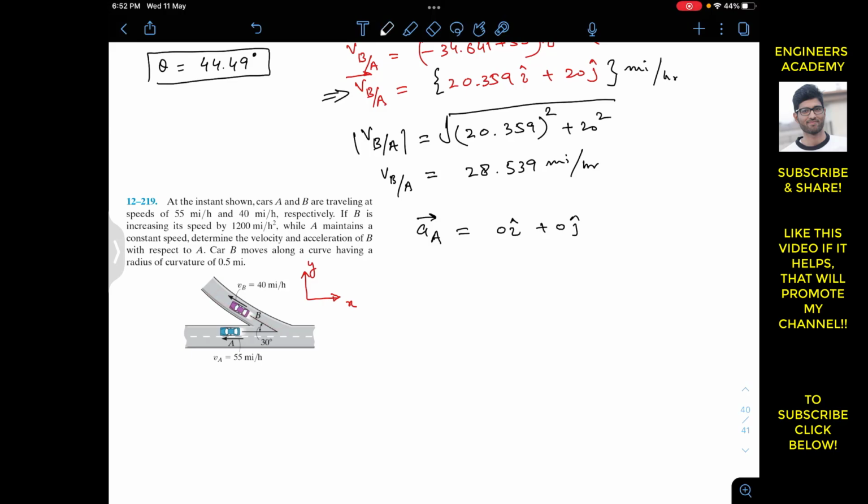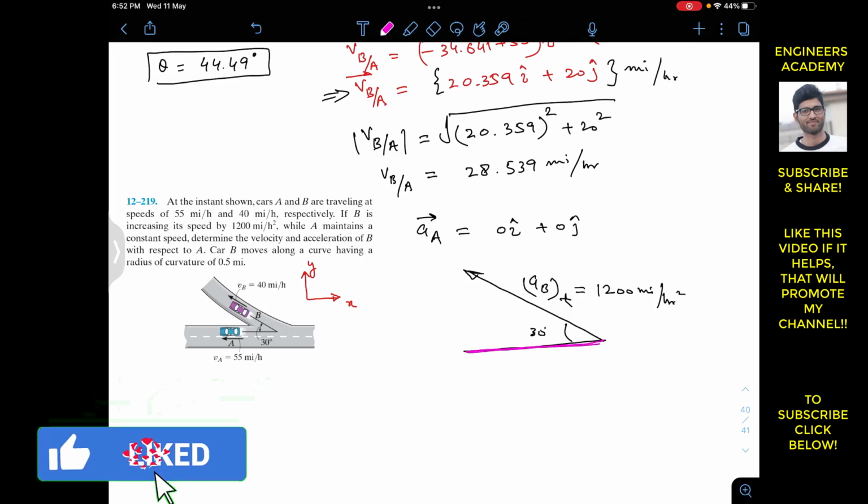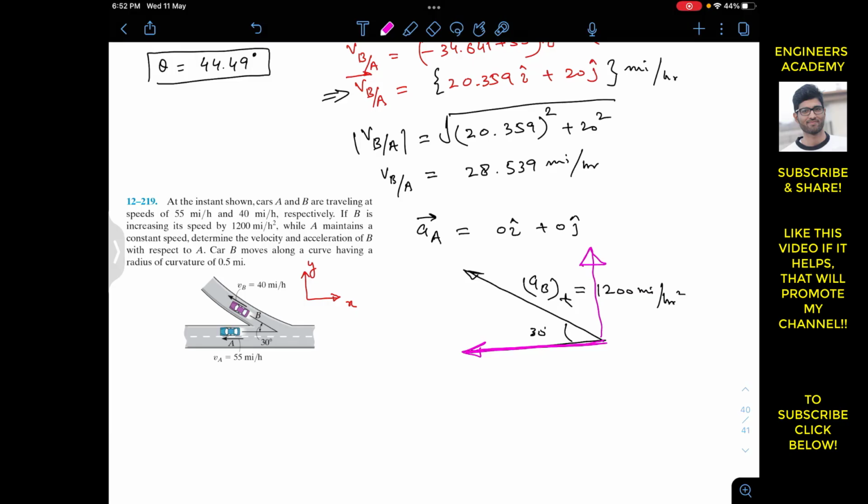So now we can show that, let's say this is the horizontal line and this is the tangential acceleration of B. Let me write this as AB in the tangential direction, and this is equal to 1200 mile per hour squared, making 30 degrees. Now we can resolve this tangential acceleration into its components. It will have one component like this, and one component in this direction. This one will be the cos component, so we can write 1200 cos of 30, and this component is 1200 sine of 30.